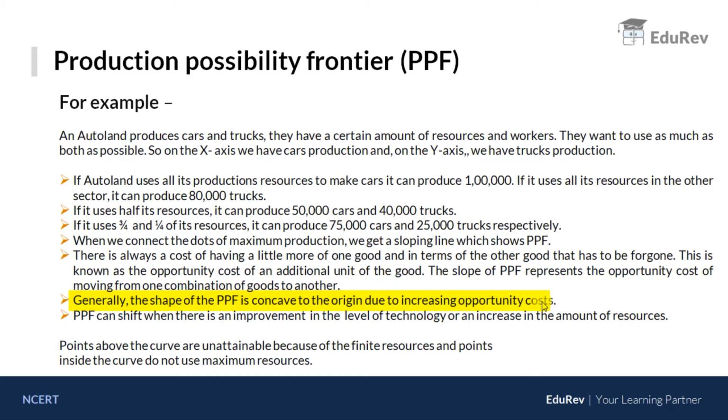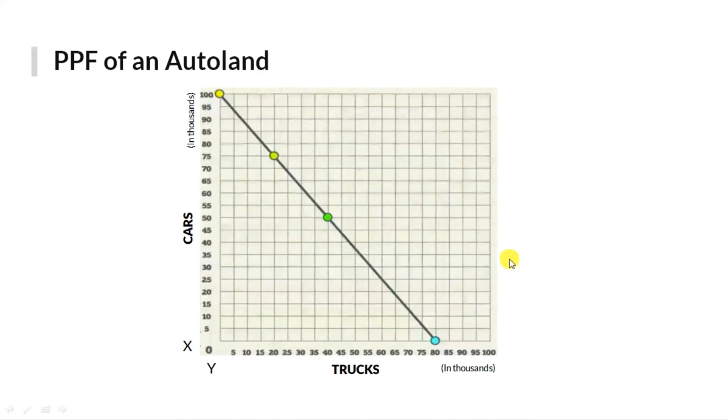So that is why there is an increasing opportunity cost involved. The PPF can shift when there is an improvement in the level of technology or an increase in the amount of resources. For example, if we consider a point like this, it is very good for the economy. The economy can have more cars and more trucks, but the economy cannot reach this point given the resource constraint. So the economy can only reach this point if and only if the PPF bulges out and shifts.